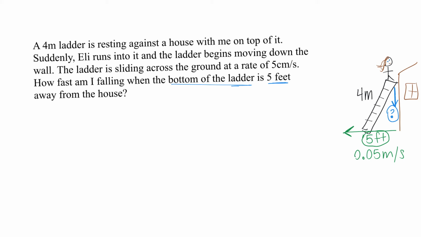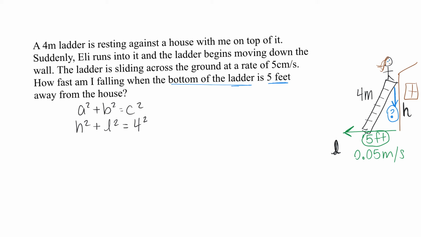All we know about triangles is the Pythagorean theorem, which is a squared plus b squared equals c squared. But we're dealing with height, so I'm going to label the height of the ladder h, and the length is how far it is from the house. So that's my L. So this is really h squared plus L squared equals 4 squared, because my hypotenuse is 4.